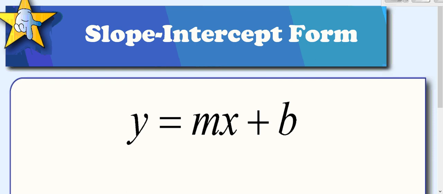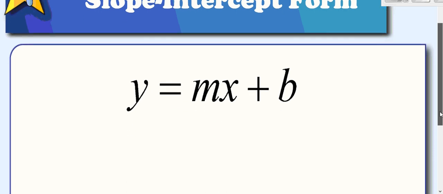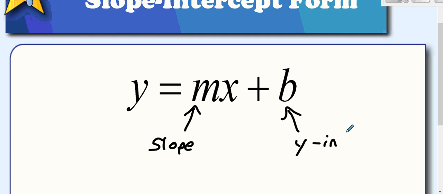Then we've got slope-intercept form, probably the most famous equation of a line, y equals mx plus b. m is the slope, and b is the y-intercept.